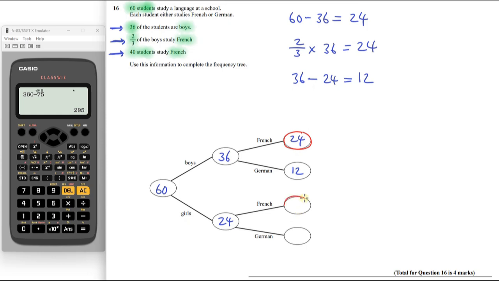So to work out the number of girls that study French, we can do 40 minus 24, and that gives us 16. So we know there are 16 girls who study French. Now to work out the number of girls who study German, we can just do 24 minus 16, and that gives us 8. And we have filled in the frequency tree.